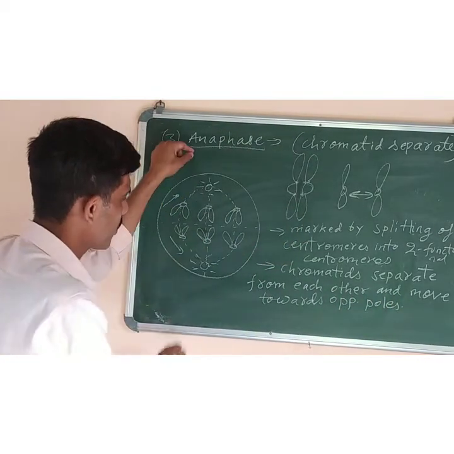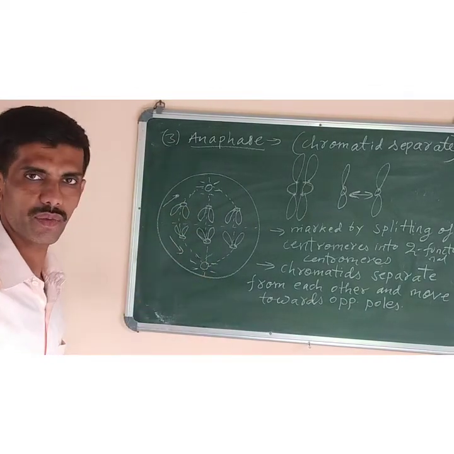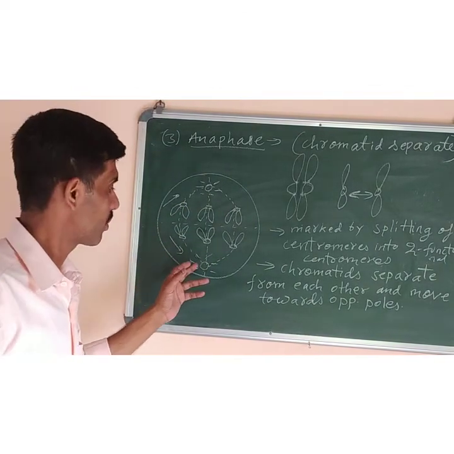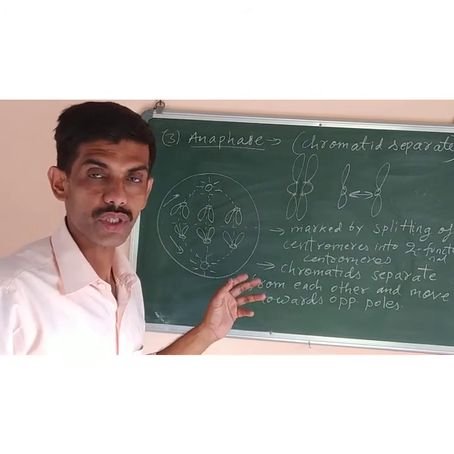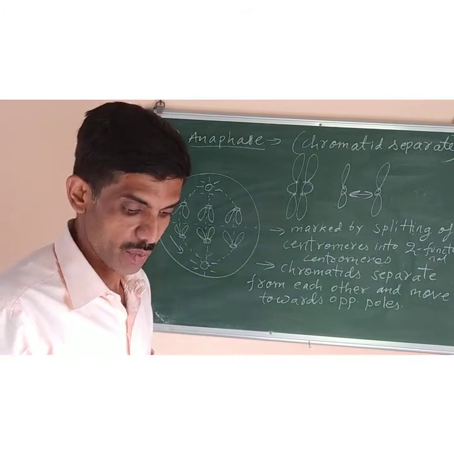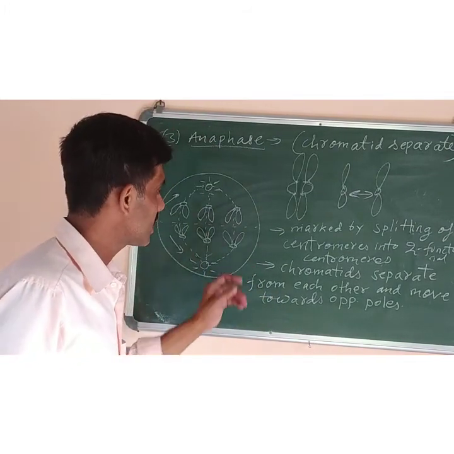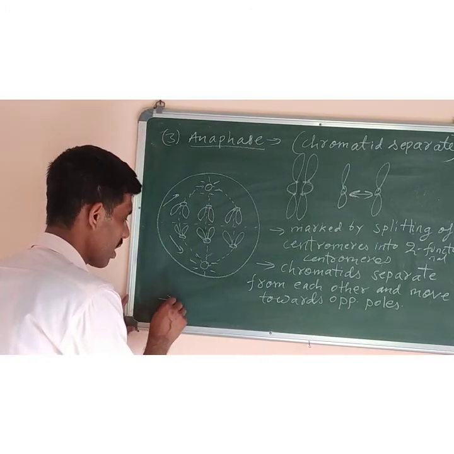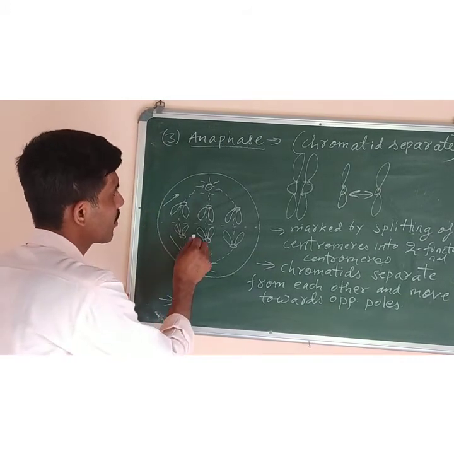Why are they moving towards the opposite poles? Due to contraction of spindle fibers. This is the force which is acting to push them away from each other. Also, chromosomes at this stage appear in different shapes. Like, see, what is the shape of this one?